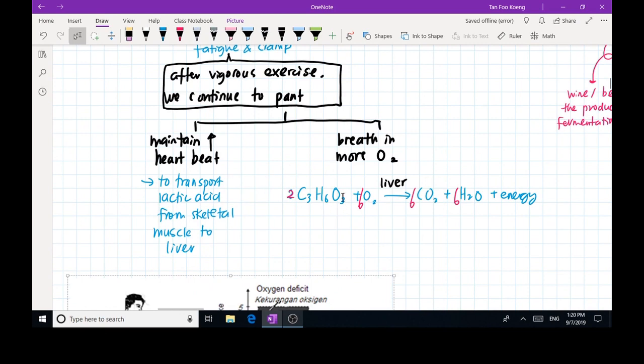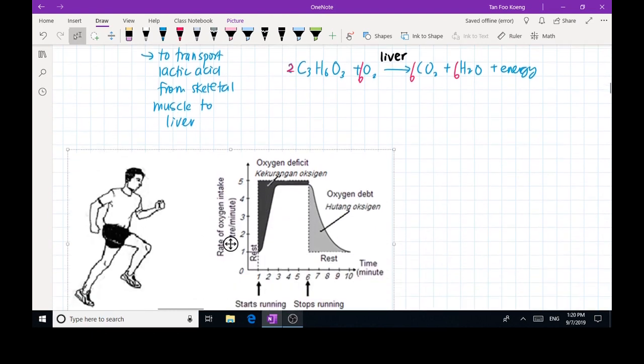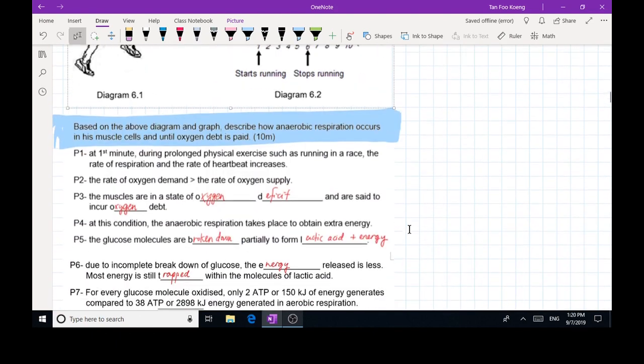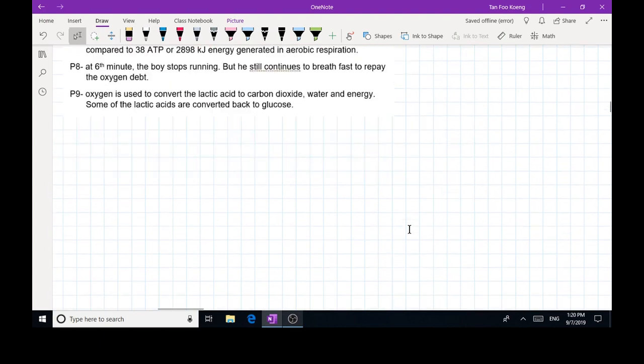If we do not remove the lactic acid produced in the skeletal muscle, it is going to cause muscle ache and muscle pain. That's why your coach asks you to do cooling down exercise after the exercise, because you need to pay off the oxygen debt. If you refuse to do so, what might happen to you is you are going to suffer from muscle cramp.